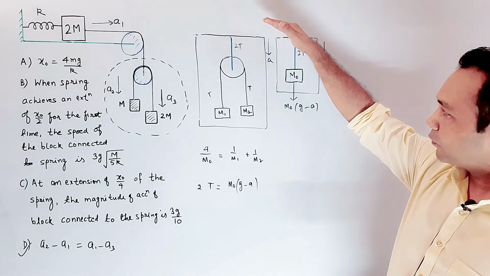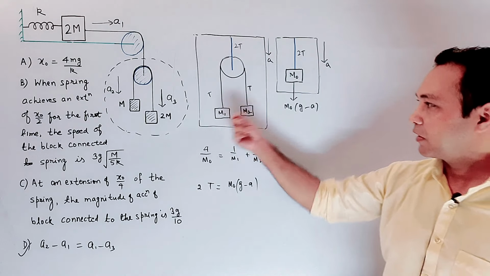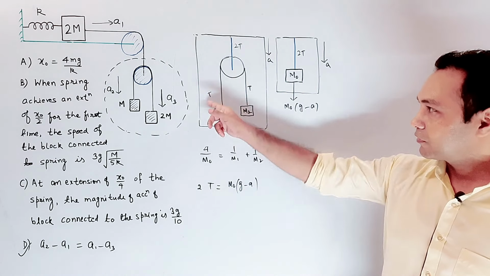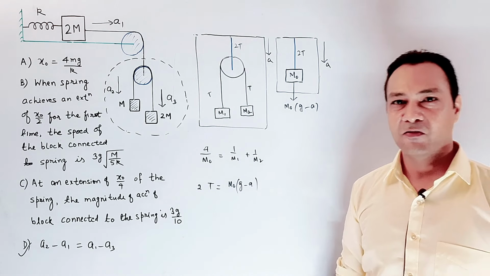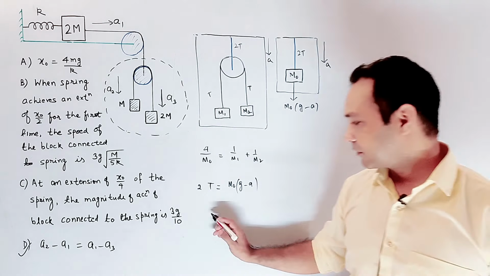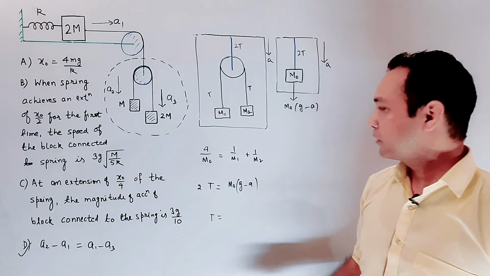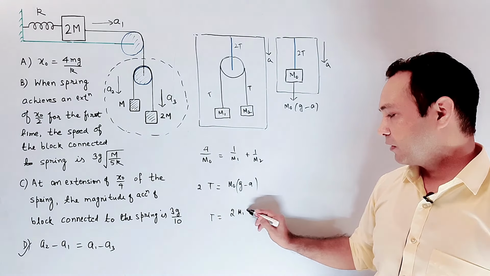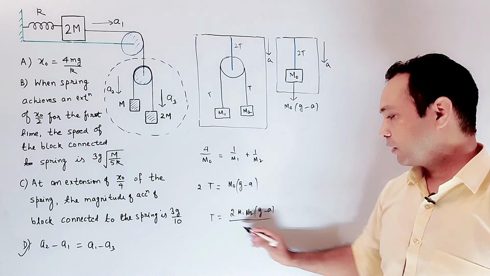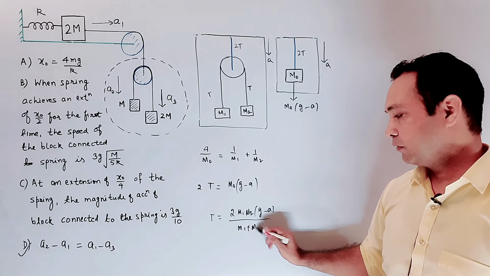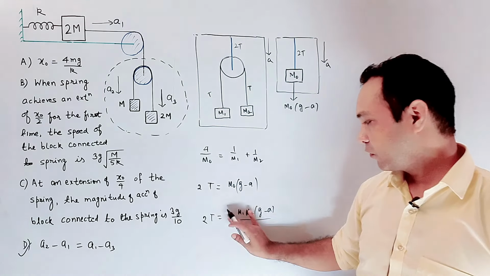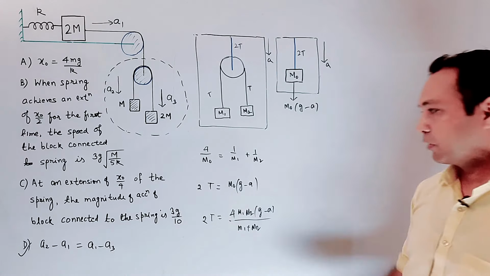Now because this whole setup is going downward, the weight will be replaced by m1(g - a), m2(g - a). So this tension will become twice m1 m2 (g - a) upon m1 plus m2. So this tension will become how much? Twice m1 m2 into (g - a) divided by m1 plus m2. So this is the tension. So this 2T would become 4 m1 m2 (g - a).